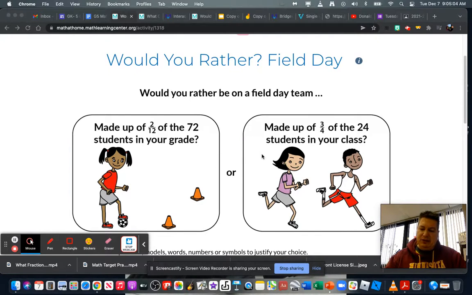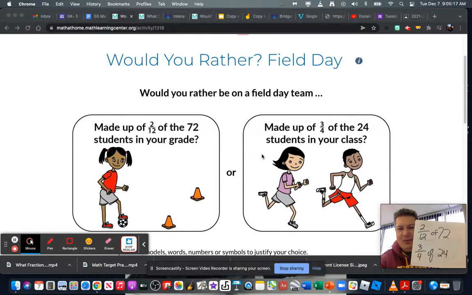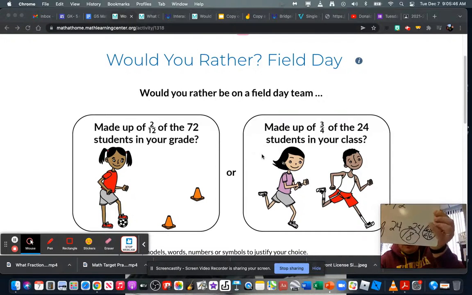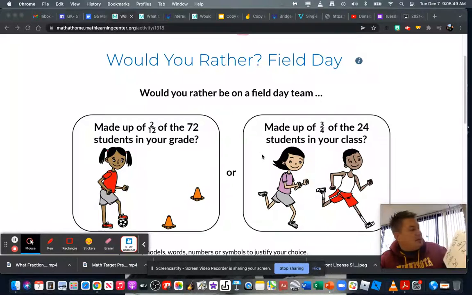So 2/12 of 72, and 3/4 of 24. We have to figure out immediately. People would probably say, well, 24, that's not that many kids. I don't want that one. But if you're talking 3/4 of 24, well, 4/4 of 24 is 24. We have to take 24 and divide it into 4 parts, and you get 6 in each one. So if we take 24 and we divide it into 4 parts, you're going to get 6, 6, 6, and 6. So 3 of those 4 is 18. That's a pretty good number, 18. I wouldn't mind having 18 on my team. I like that number. That's my baseball number.